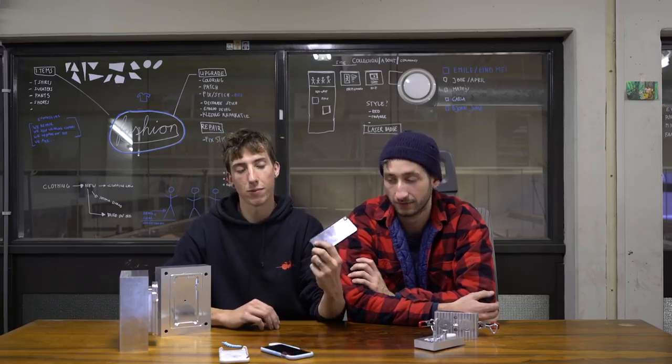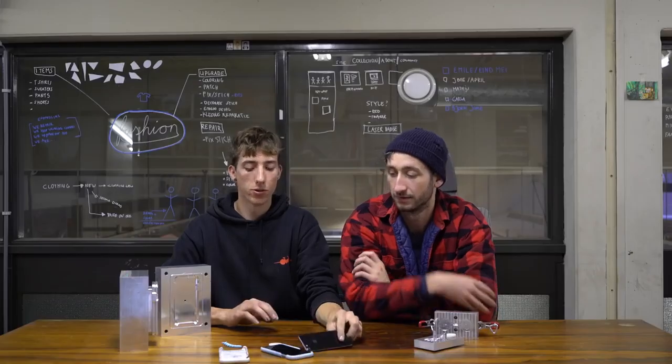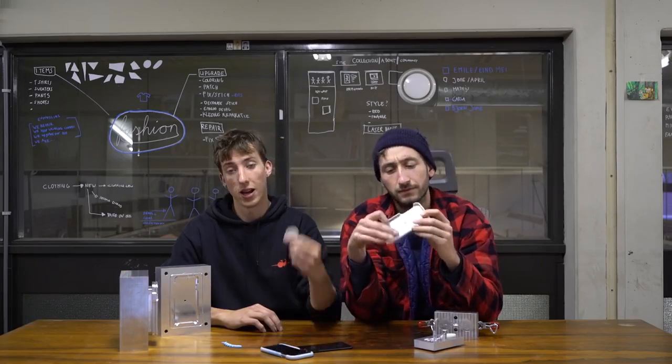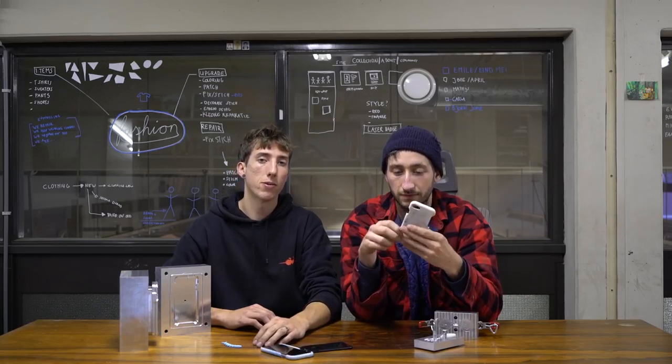Hey, hoi. So today we're going to make a CNC mold. As an example, we're going to make an iPhone case. It is a bit complex, but you could also start with something as simple as a keychain. It takes a couple of steps to make a CNC product.